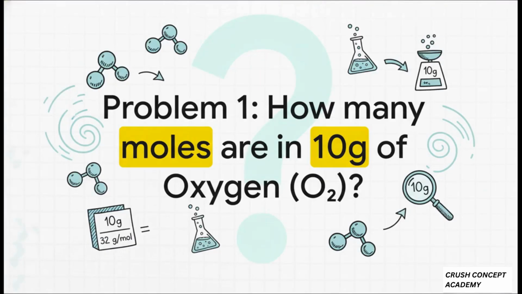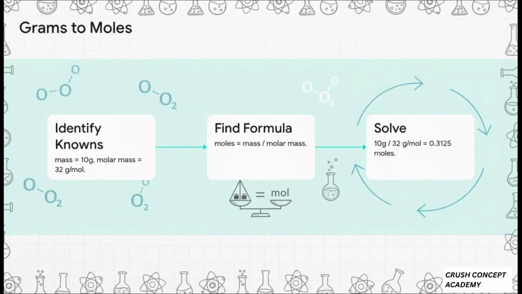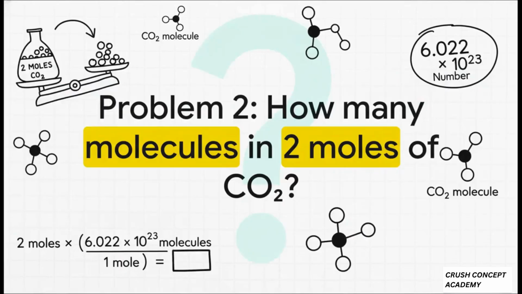Okay, problem number 1. Let's say we have 10 grams of oxygen gas, and we want to know how many moles that is. Now, we already know the molar mass of oxygen is 32 grams per mole. So, how do we solve this? We use our trusty calculation triangle. We know the mass and we know the molar mass. Our formula is right there. Moles equals mass divided by molar mass. So we take our 10 grams, we divide it by 32 grams per mole, and boom, we get our answer, 0.3125 moles of oxygen. It really is that simple. Nice work on that one.